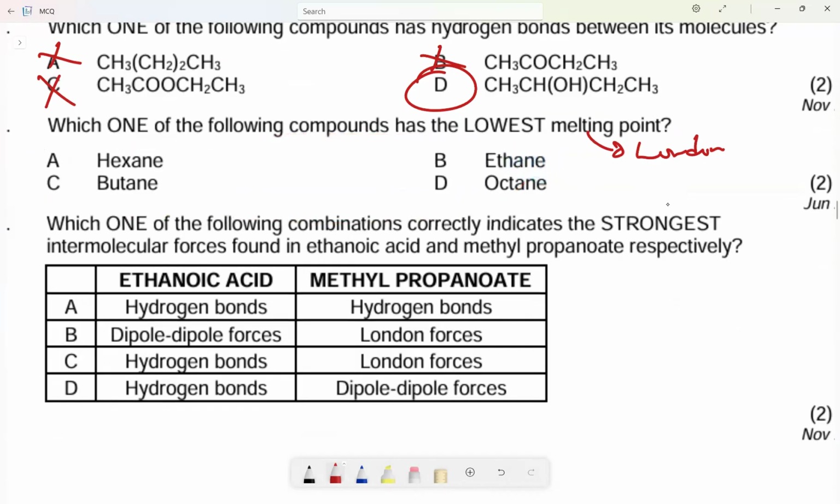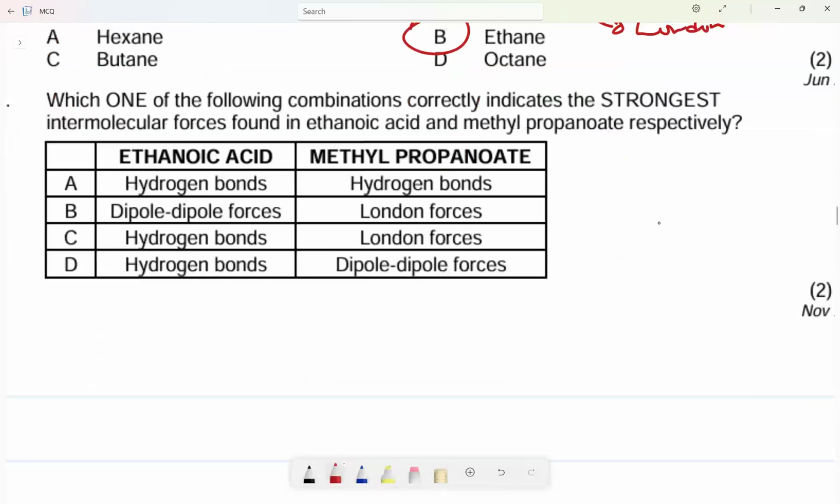But now it means if I want the lowest boiling point, it should have the shortest chain. The shortest chain, it is what? It is eth. Okay, it is ethane. It has the shortest chain. Remember, the longer the chain, the higher the melting point. The shorter the chain, the lower the melting point or boiling point.